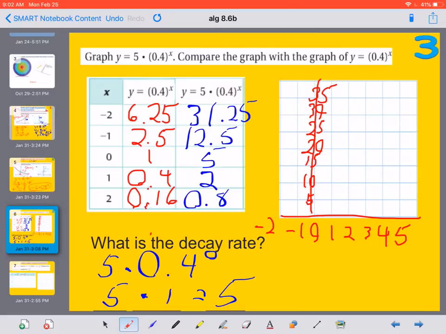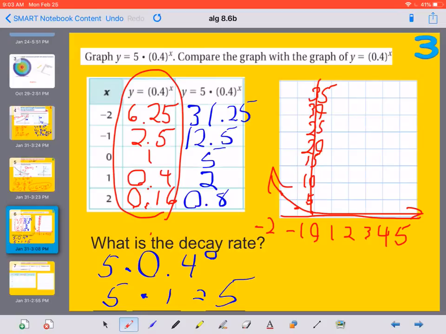So if I'm going to graph this first one here then, negative 2 is at 6.25, so probably about there. Negative 1 is at 2.5, so halfway there. 0 is at 1. Now this graph is going like this. It's never going to touch 0. And it's going to go up. It's still a decay function because it's going down from left to right.